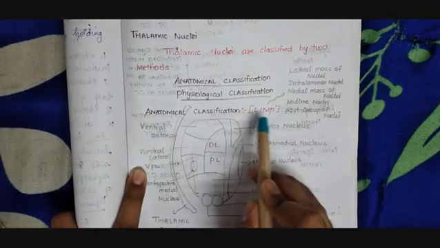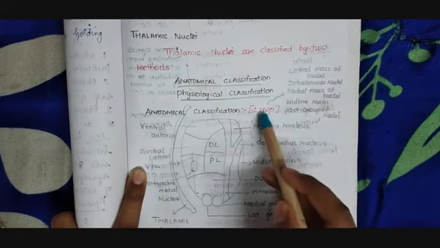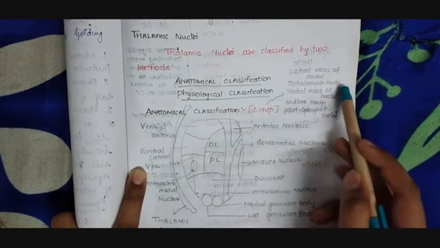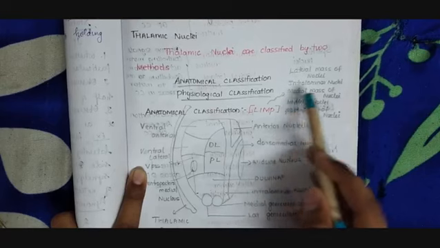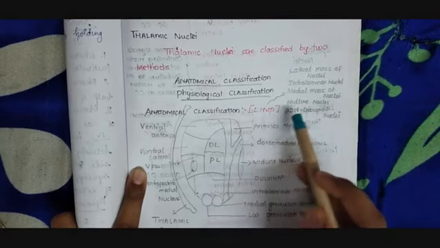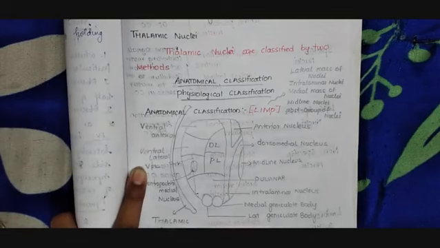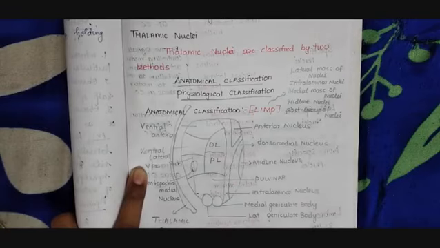Those 5 groups of nuclei, in order to remember them, try to remember the mnemonic LIMP. In that, L stands for lateral mass of nuclei, I stands for intralaminar nuclei, M stands for medial mass of nuclei and midline nuclei, whereas P stands for posterior group of nuclei.